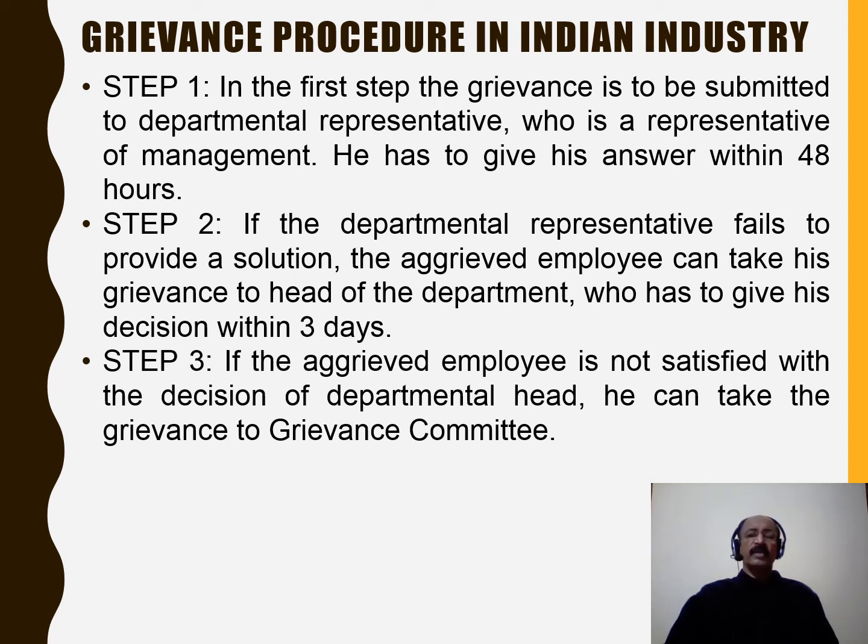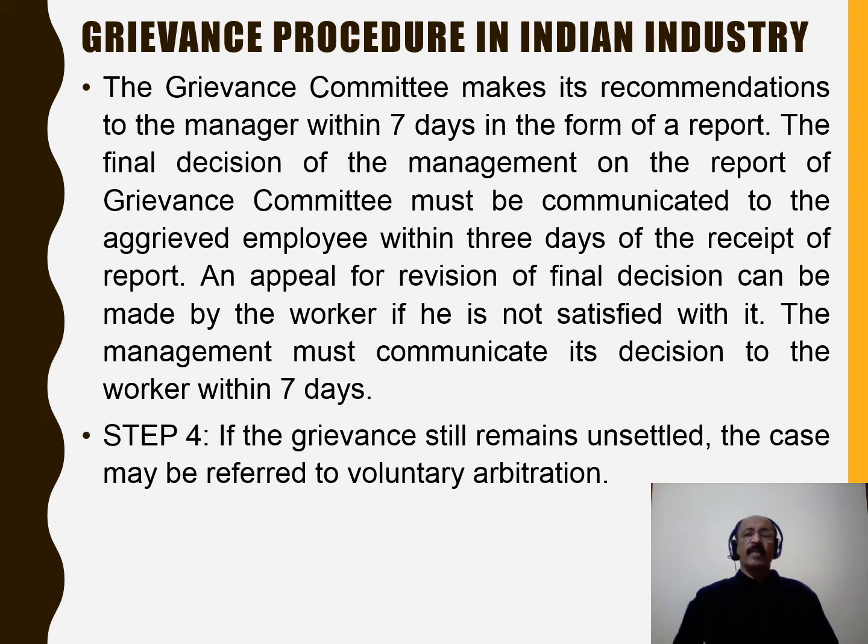These are all statutory committees in an organization. The grievance committee makes its recommendation to the manager within 7 days from the form of the report. The final decision of the management and the report of the grievance committee must be communicated to the aggrieved employee within 3 days. So totally in 10 days, they submit it. An appeal for revision on the final decision can be made by the worker if he is not satisfied. The management must communicate its decision to the worker within 7 days. So immediately, they should also respond back if the employee is not happy with the decision. And step 4, if the grievance still remains unsettled, the case may be referred to voluntary arbitration. I will come to arbitration later as we proceed.